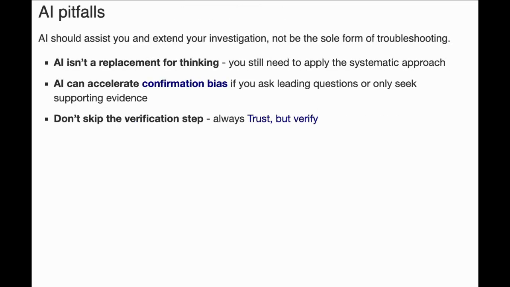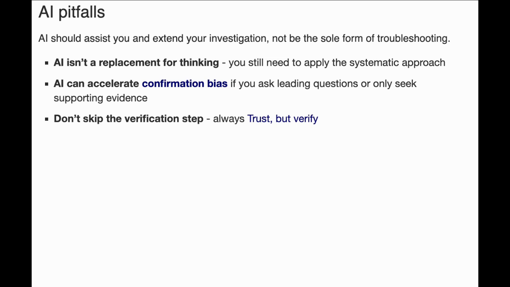As much as AI is good at things, there are pitfalls that we have to be aware of. AI should assist you and extend your investigation and not be the sole form of troubleshooting. AI isn't a replacement for thinking. You still need to apply the systematic approach. AI isn't a magical oracle. We are the directly responsible individuals, or DRIs, for the problem, and we can't outsource that.